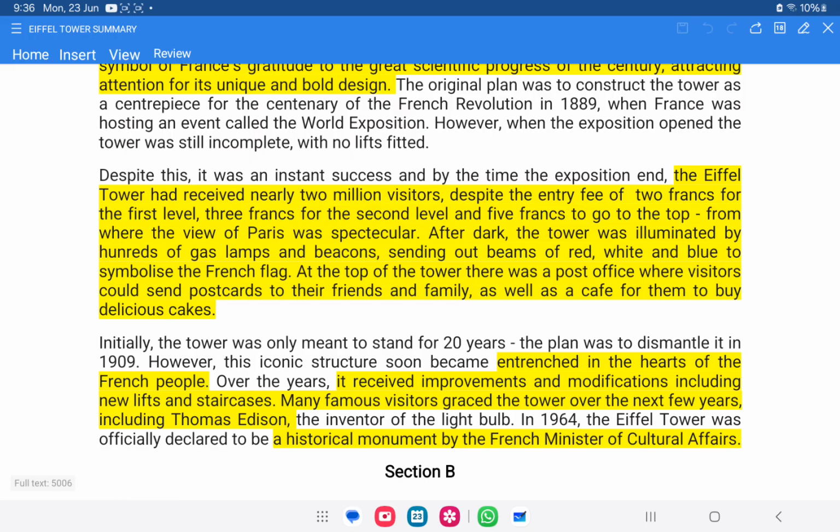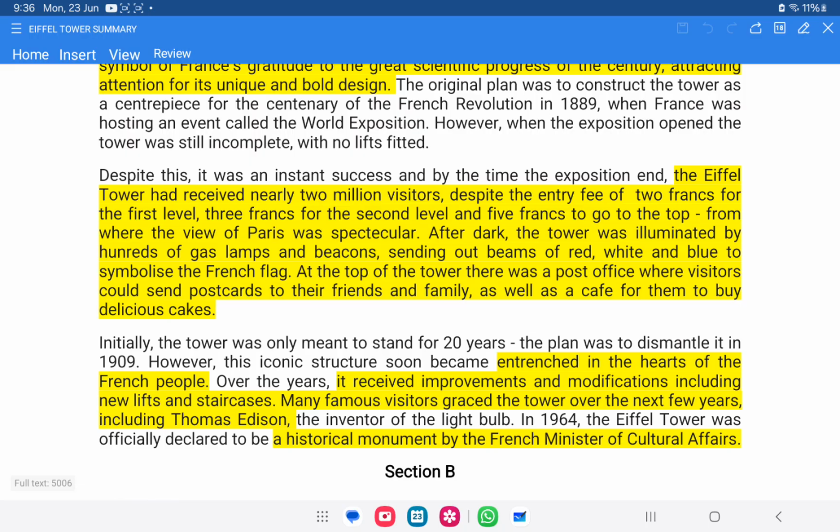Then, Paris was spectacular after dark; the tower was illuminated by hundreds of gas lamps as beacons, sending out beams of red, white, and blue flag. If the question asks you about the attraction today, you can write it in present tense, and if you want to mention it as in past, you can. Mostly the summary is according to the text. If the text is in present, we write it in present. If the text is in past, we write it in past. All this is the attraction of the Eiffel Tower.